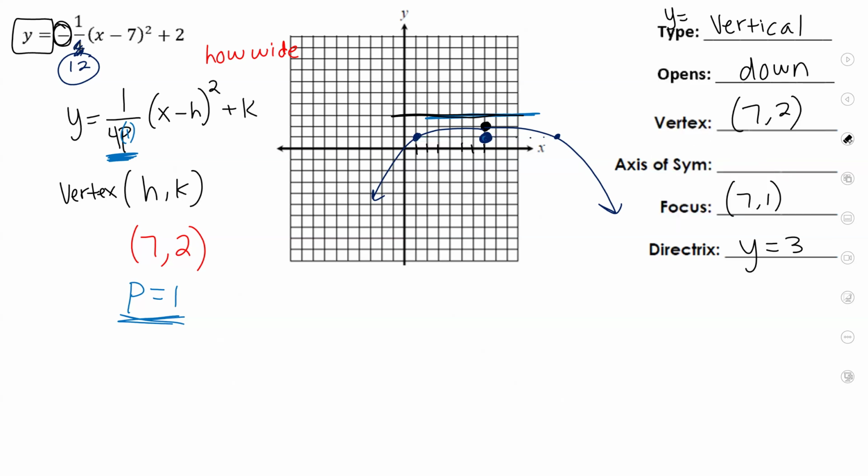Okay. Now your axis of symmetry is right here. It splits it right down the middle. It crosses the x-axis at 7.